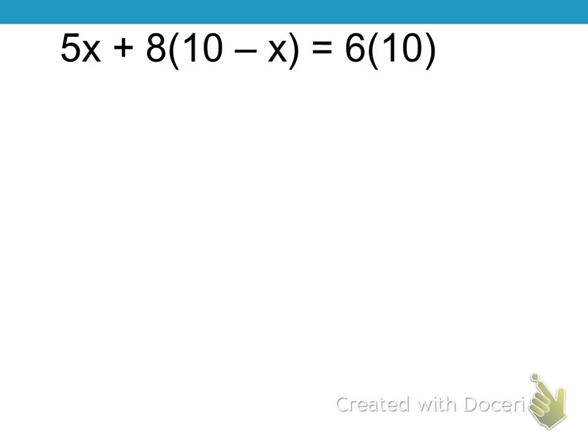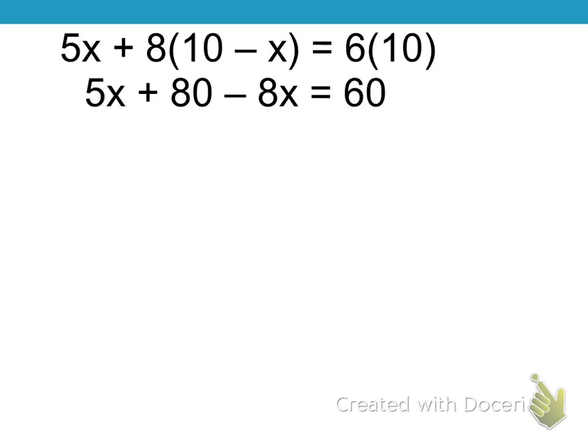So I need to distribute the 8. 8 times 10 is 80, minus 8 times X is 8X. And 6 times 10 is 60. Okay, so my next line looks like this. Once again, we'll end up with a negative coefficient for our x. It's not a big deal. Do 5x minus 8x. It's negative 3x. 80 minus 3x equals 60.